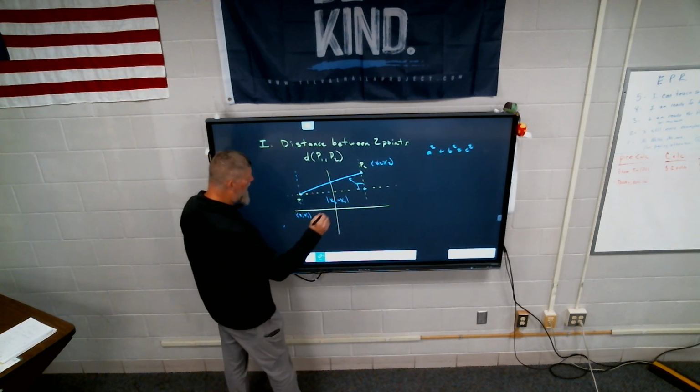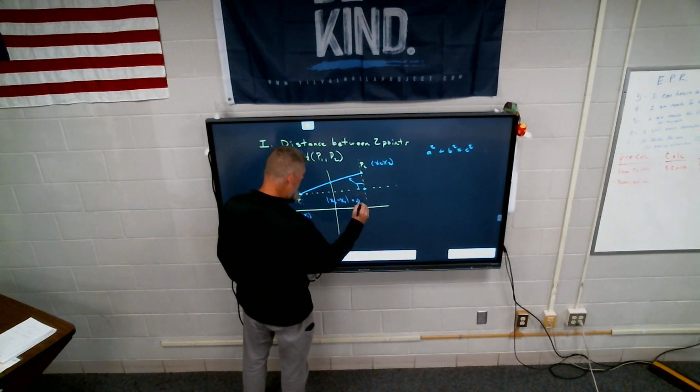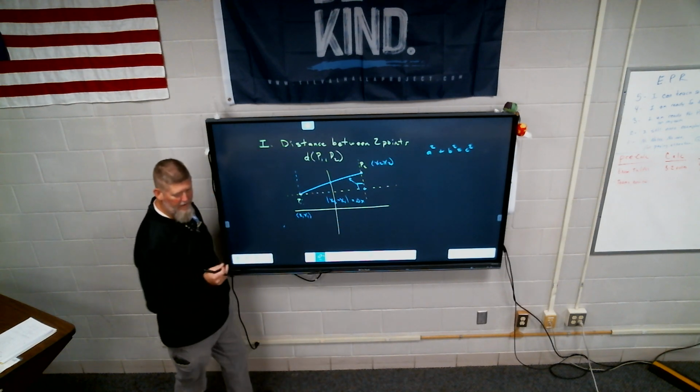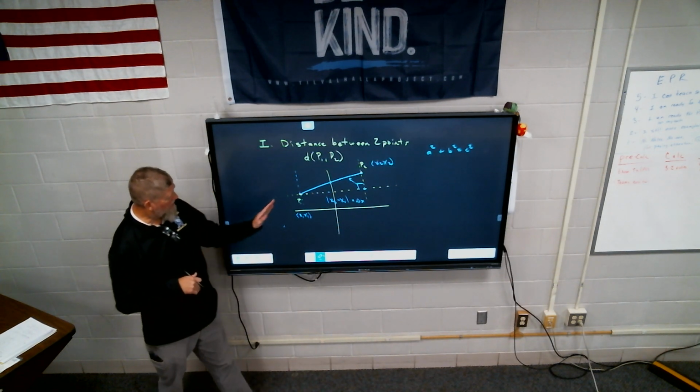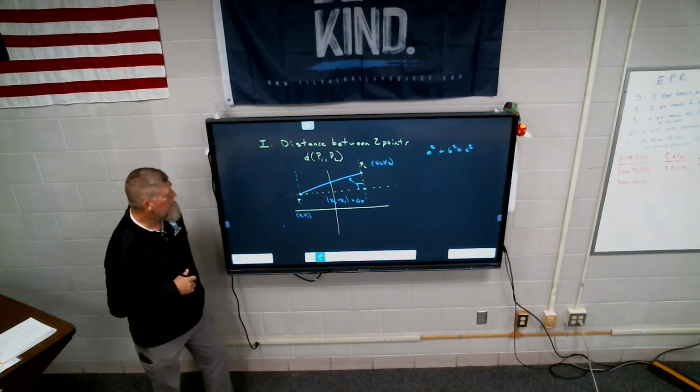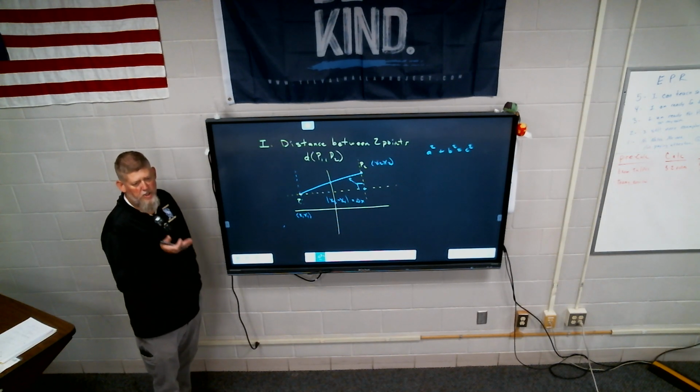We would call that the change in x. We call that delta x, how x has changed. How far has it gone from point 1 to point 2? What do you suppose the up and down is going to be, the rise part?